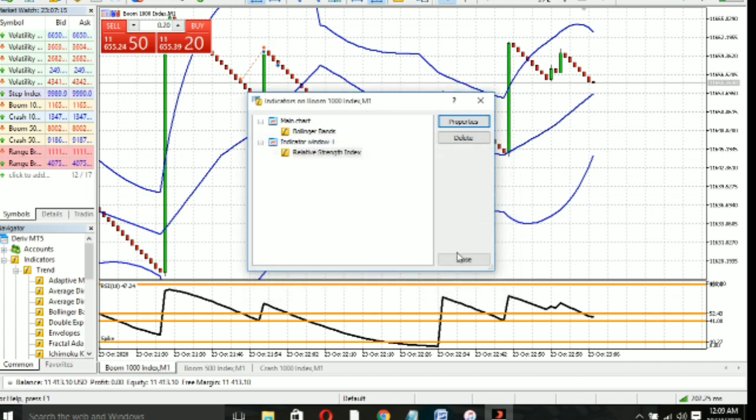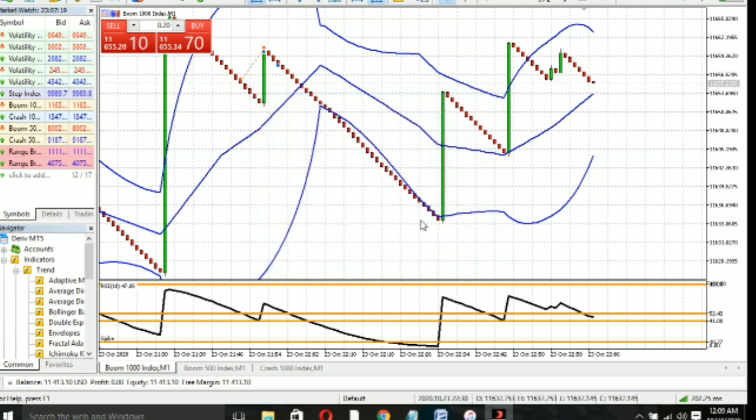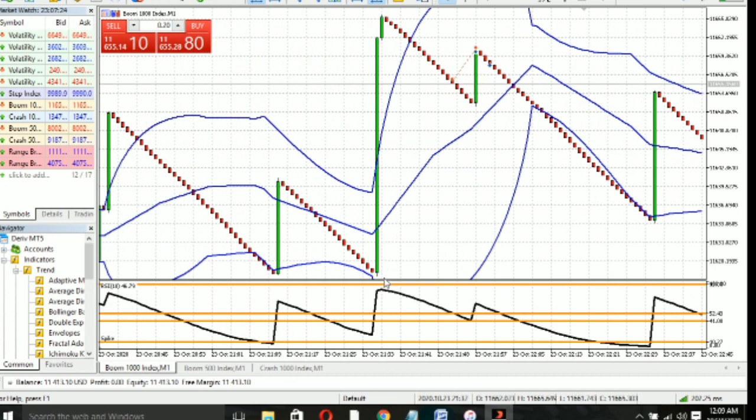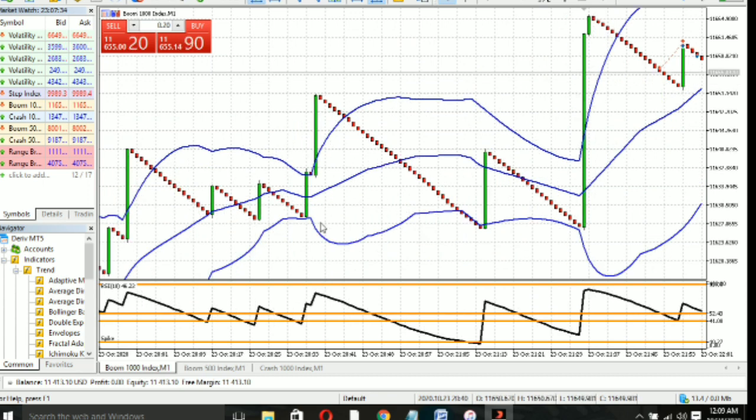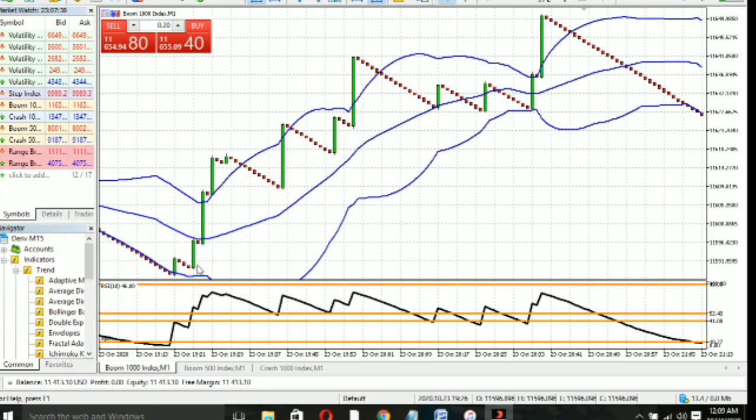So with these two indicators, let me explain how it's going to work. As you can see, this is a long spike here, this is a long spike here, and this is what it indicates. At the same time this is another spike, and this is what it indicates. This is another spike, and this is another spike.